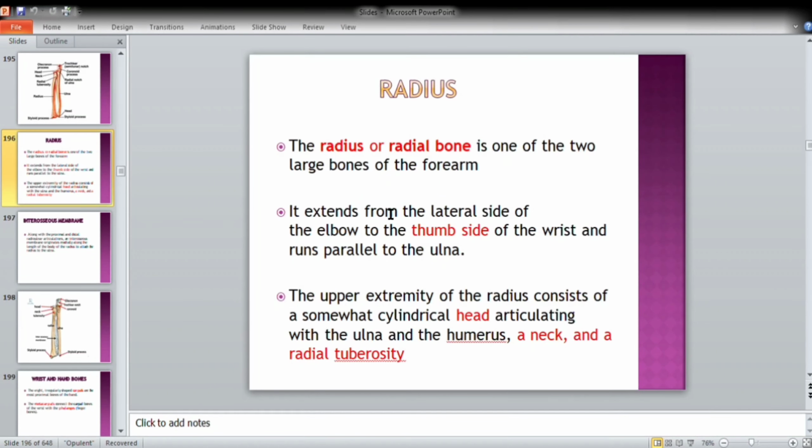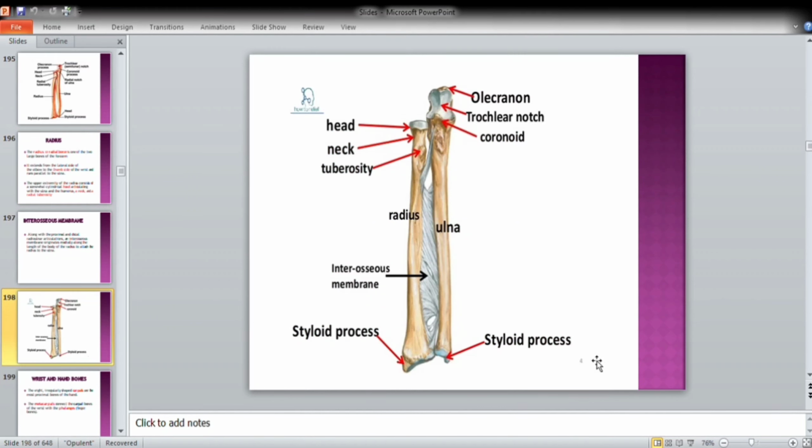Now moving on to the radius that we have already discussed, along with the thumb side lies the radius, and along with the little finger side lies the ulna. We have discussed the ulna. Let's see another picture, that this is the ulna and this is the radius. The radius bone has a circular head, while the ulna has the olecranon, trochlear notch, and the coronoid, all these things.